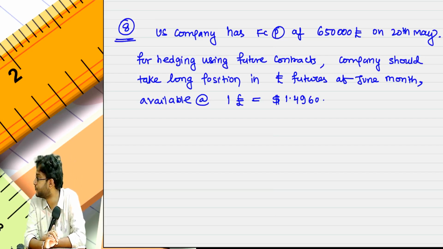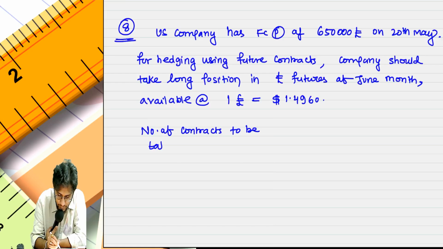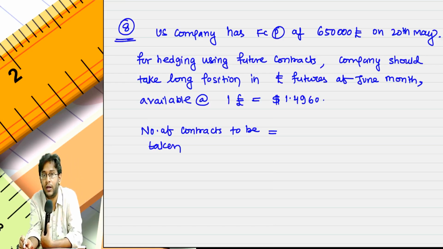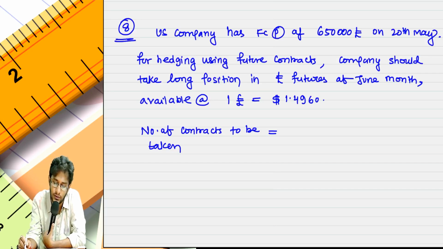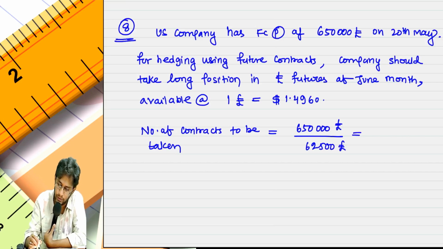1.4960. Number of futures contracts taken is equal to... Sir, tell me, your FC payable is in pounds. Lot size also is in pounds only. So therefore, you need not convert the numerator. In the previous two sums we converted. How much is it exactly coming to?